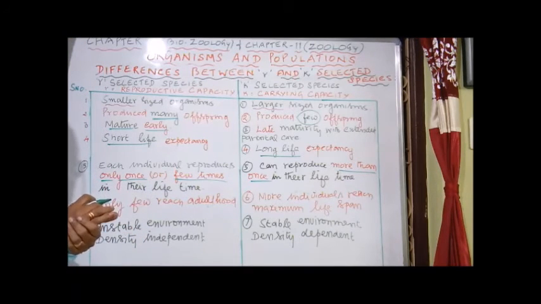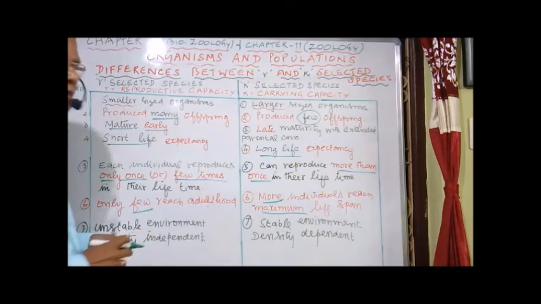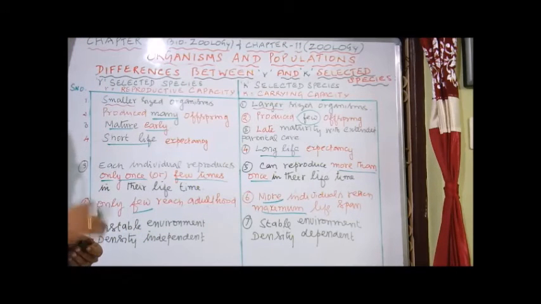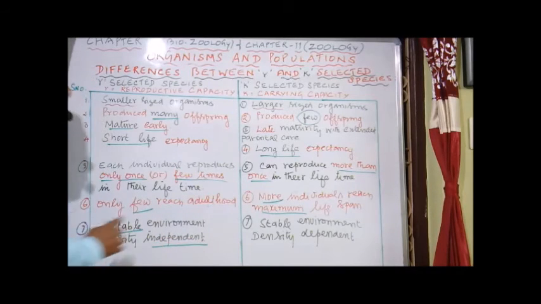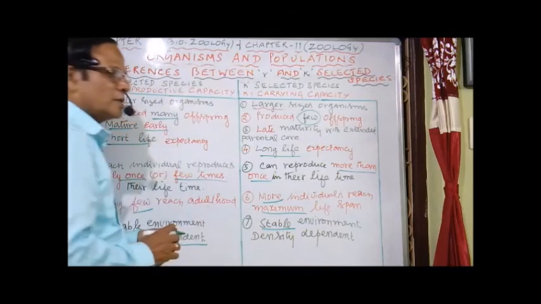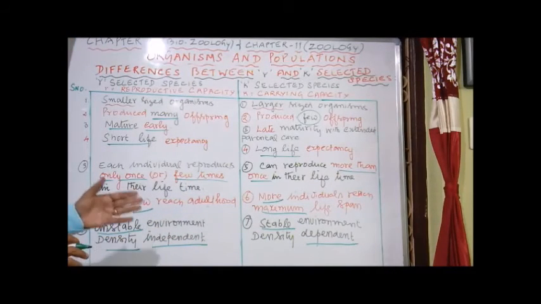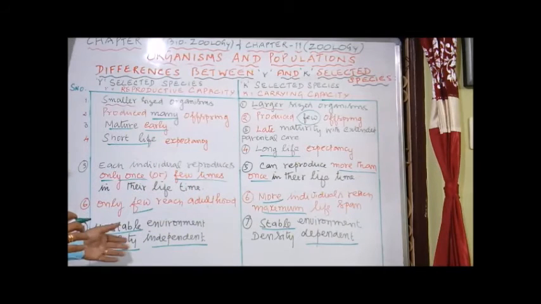Then about reaching maturity: in r selected species only a few reach adulthood, while in K selected species more individuals reach maximum lifespan. They can live for a long time after attaining adulthood. Now r selected species normally occur in unstable environments. These organisms are density independent. But K selected species normally live in stable environments, and they are density dependent. The size of the population will affect K selected species.